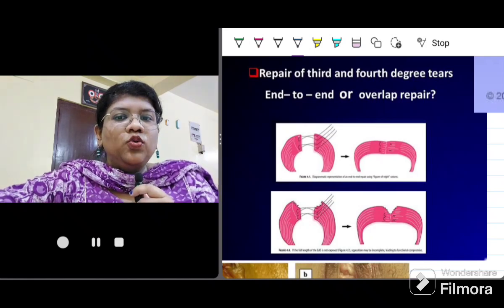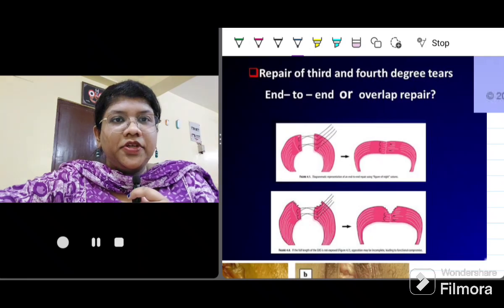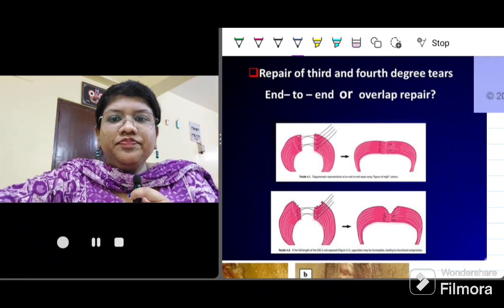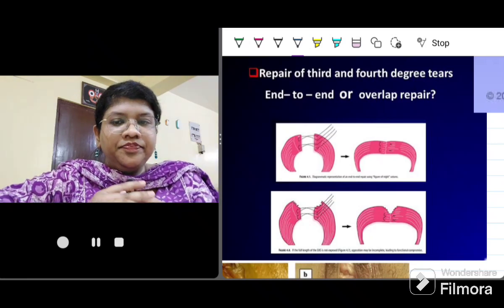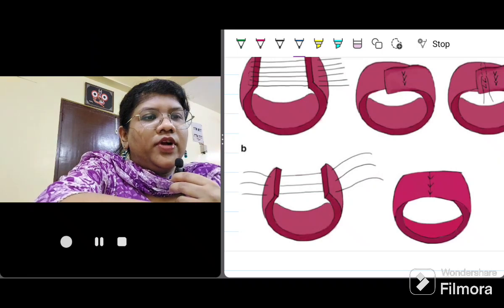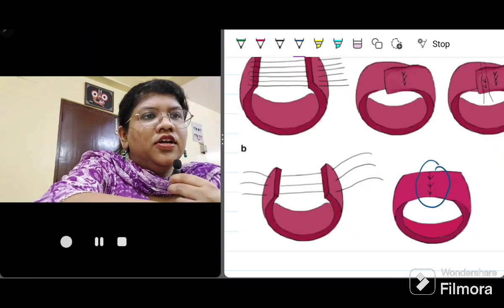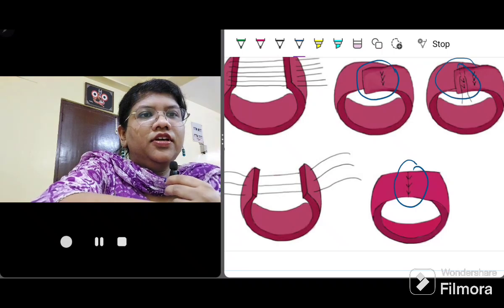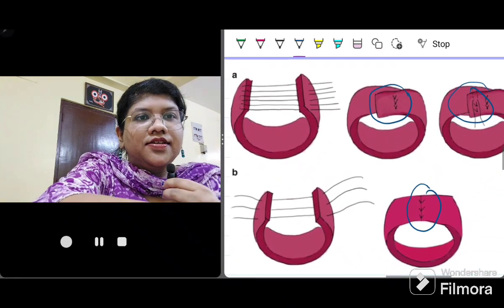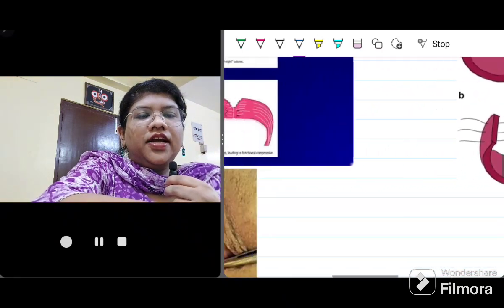So for this again 2-0 Vicryl can be used, or 3-0 monofilament PDS can be used. For full thickness you can use any of these, whereas for partial thickness end to end is better. This is an end to end repair, and this is where it is an overlap technique. So this is what we use for external anal sphincter repair, right?